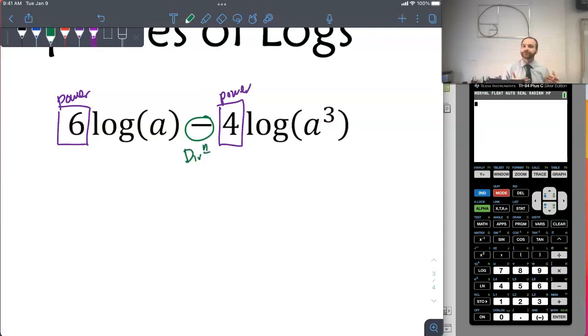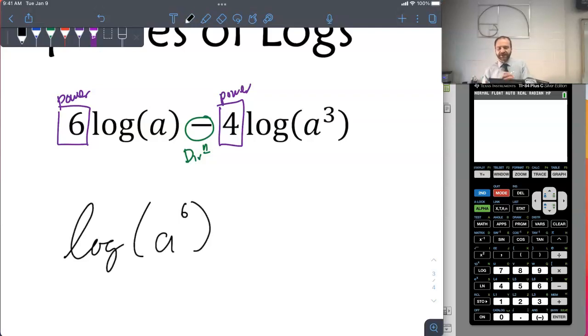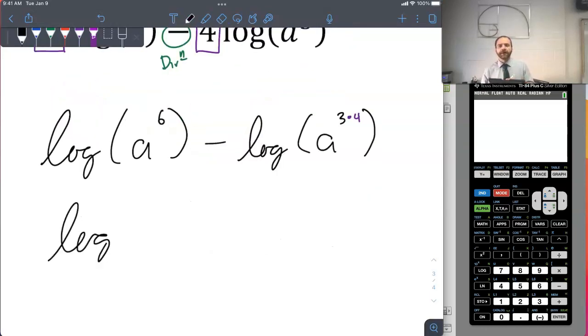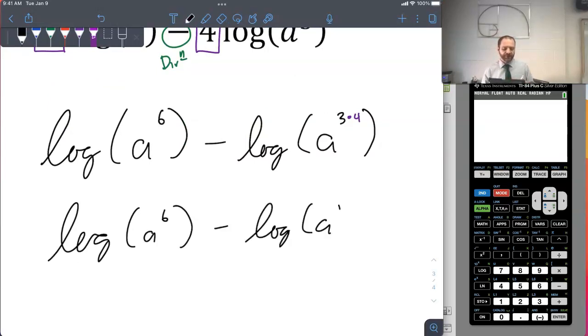So which comes first? Do exponents come first, or does division come first? In this case, exponents do. So I'm going to combine. I'm going to bring that 6th power up to this exponent. I'm going to bring this 4th power up to that exponent, but that's a little weird, isn't it? I have an a cubed, and I'm bringing a 4 up here. What do I end up doing with those? You're taking a power and multiplying it to a power. So this gives me log of a to the 6th minus log of a to the 12th.